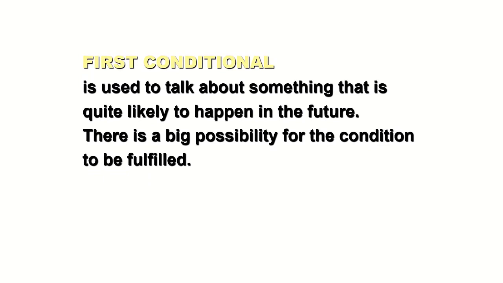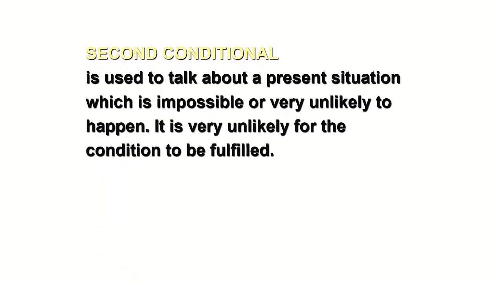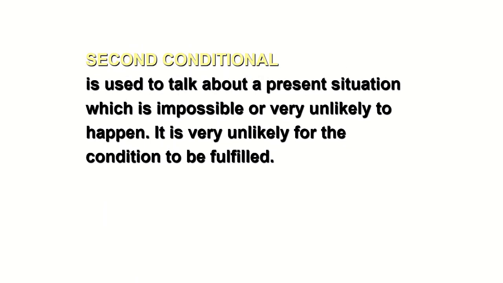So to sum it up, we use the first conditional to talk about something that is quite likely to happen in the future. There is a big possibility for the condition to be fulfilled. And we use the second conditional to talk about a present situation which is impossible or very unlikely to happen. It is very unlikely for the condition to be fulfilled.